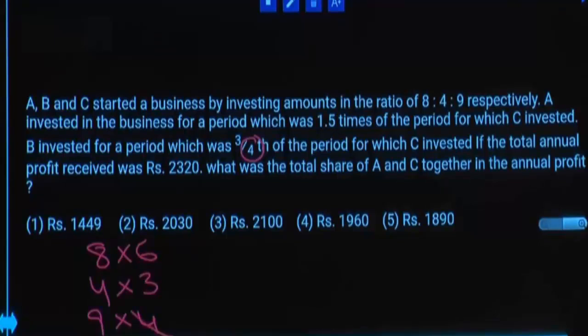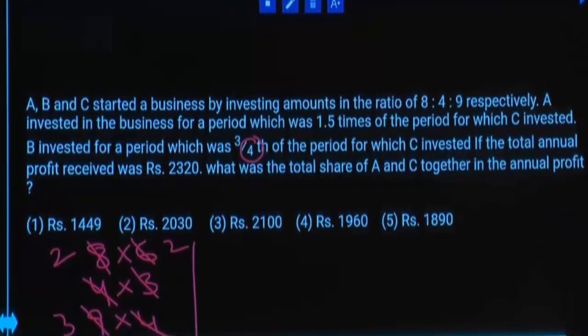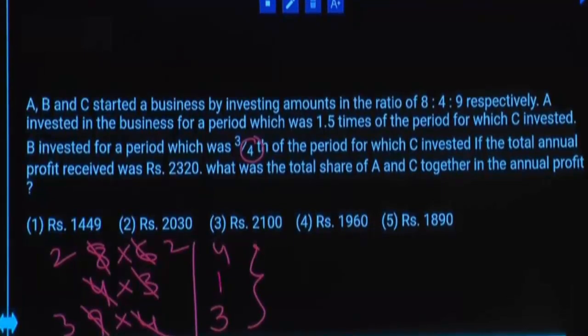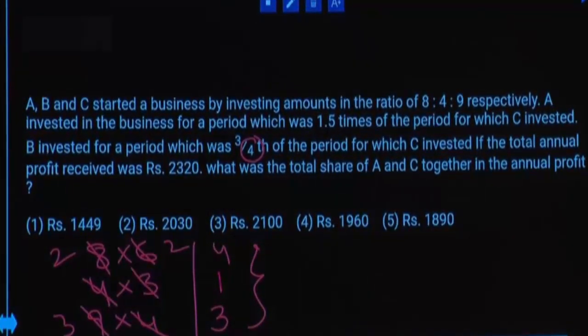Cancellation 4, 4, 2 times. Cancellation with 3 again, 3, 2 times, 3 cancel, 3 times. Ratio 4, 1, 3. Total how many parts? 8 parts. If the annual profit received was 2,320, what was the total share of A, C together? A and C together receives how many parts? 7 parts. Total profit 8 parts.